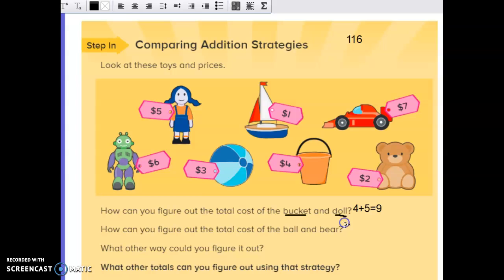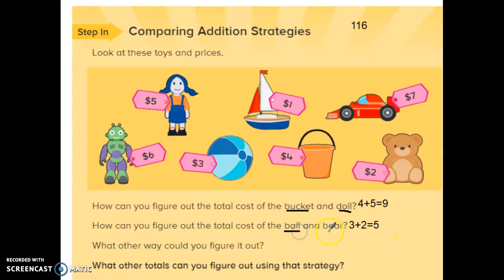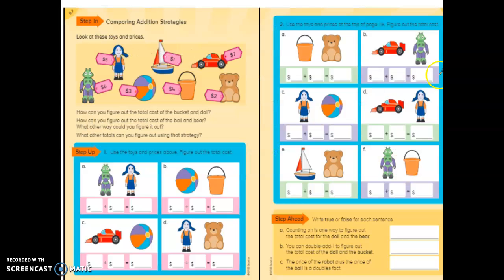Okay. Then we're going to do the ball and the bear. So the ball is $3 and the bear is $2. So 3 plus 2 equals 5. So I would spend $5 to buy the ball and the bear. Let's take a look at number 1. It says use these toys and prices above, figure out the total cost. So you're going to use these same prices that we see up here to fill in all of the blanks. And so it's giving us different combinations of items to find the total.